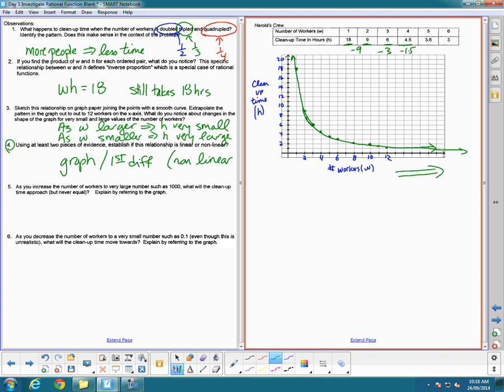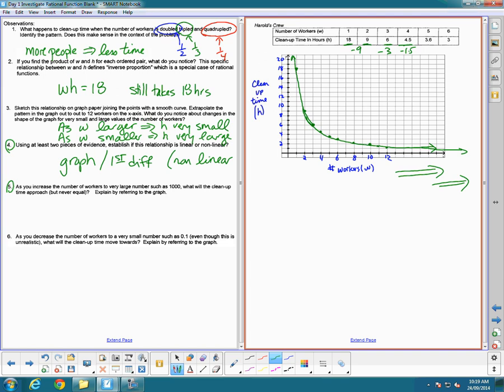Number 5, as you increase the number of workers to very large numbers, such as 1,000, what will the cleanup time approach but never equal? So if we continued the graph on and went all the way to 1,000 workers, which again is a little unrealistic, it would still come really, really close to 0. But would it touch 0? Well, no, because there's still work that has to be done.